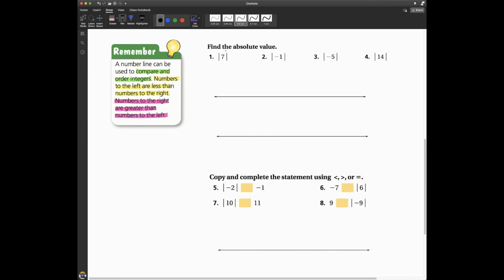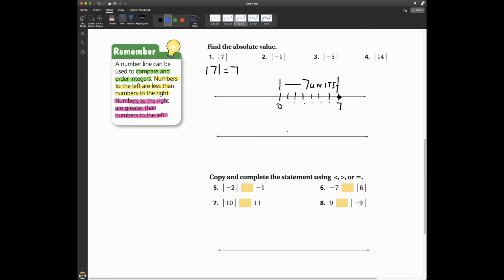So the absolute value of 7 means I need to figure out how far away is the number 7 from 0. So I can come down here in my number line. I can go 1, 2, 3, 4, 5, 6, 7. It's right here. How far away from 0 is the number 7? Well, I just have to count. 1, 2, 3, 4, 5, 6, 7 units. So the absolute value of 7 equals 7.